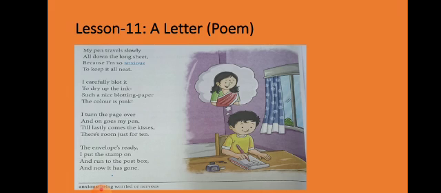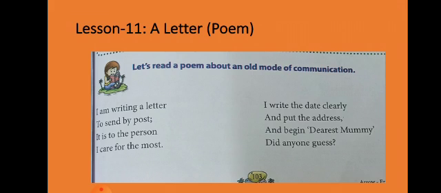So, children, we learn that the poet is writing a letter and is going to send that letter through post, meaning through the postal service. The postman will come and pick it up from the post box and send it to the person we have addressed it to. The poet is saying that it is to the person she cares for the most.